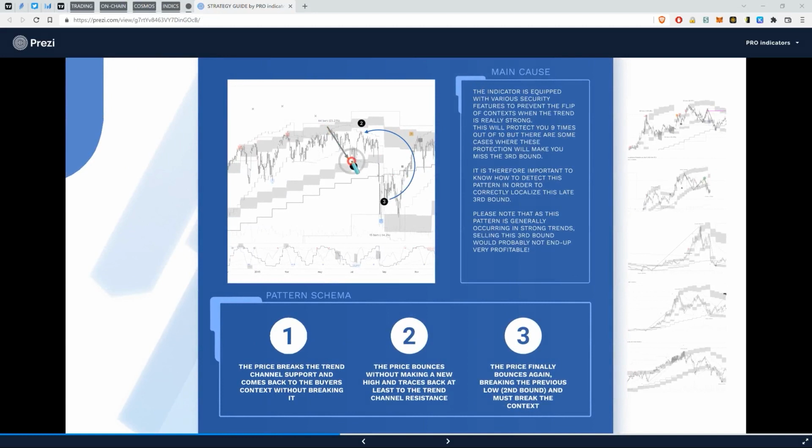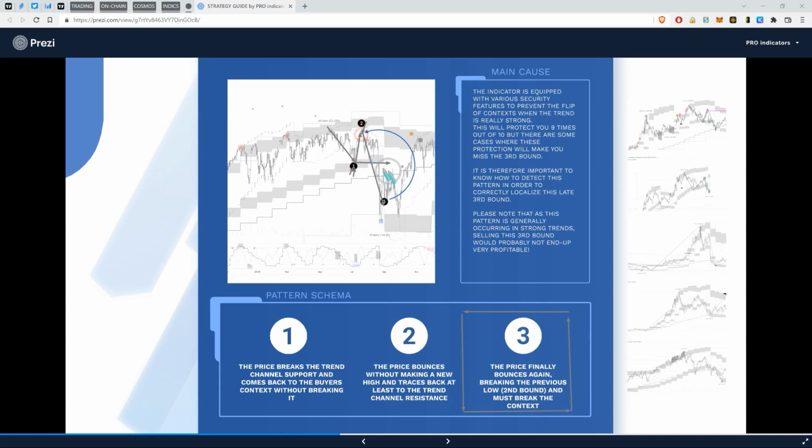It's when the market goes from context to context, rebounds without reversing. You have to go at least to the trend channel, okay, and trade at least above it, and then in a second and final stage, the market breaks the previous low point, this one, and reverses the context, and these have to be happening at the same time. Okay, you must reverse the context as you break the low point. When all of those conditions are met, you know that the third range boundary has already happened.